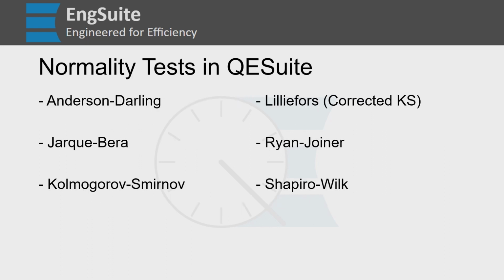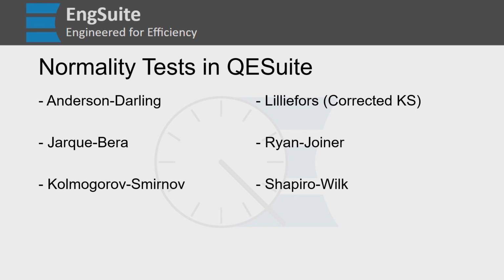So in QESuite, you have the choice between 6 different normality tests, and you really have a few more because some of them have some variations. So you've got the Anderson-Darling test, you've got the Jarque-Bera test, you've got the Kolmogorov-Smirnov test, and the Lilliefors corrected KS. So if you remember, the Lilliefors uses the KS test statistic, but then calculates a different p-value. And in this video, we are going to actually learn why it's called the Lilliefors corrected KS. It's a super interesting story, and I can't wait to get into that.